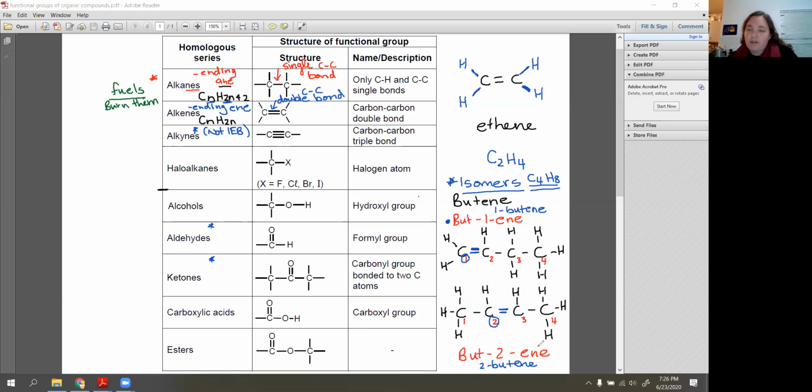Please be aware of the fact that we get three different types of isomers. We get positional isomers, we get chain isomers, and we get functional isomers. These two are positional isomers because the position is differing. We've still got the same functional group. We've still got four carbons in the longest chain length. It's just exactly where they're going. All right, so this over here is a positional isomer.